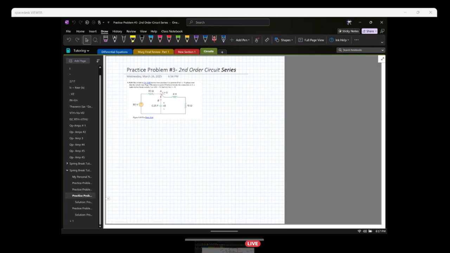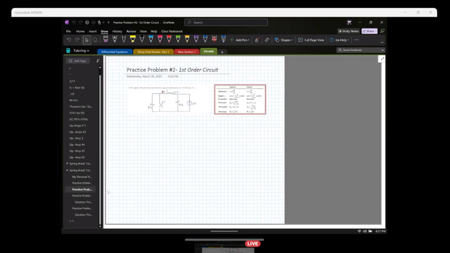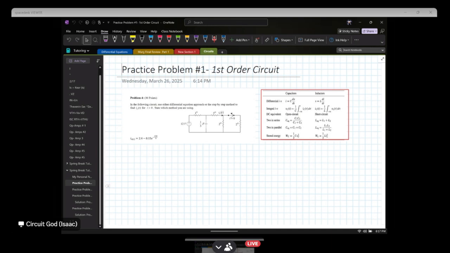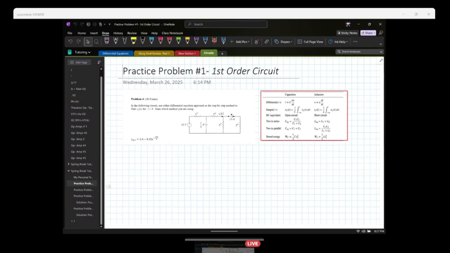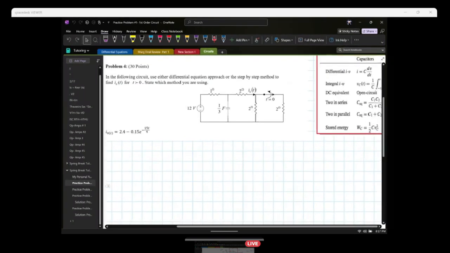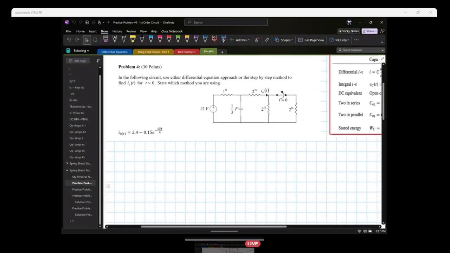All right, we're going to start off with this one. Okay, this is a first order problem. So this is not on the exam. This is not on the T1. Okay, I do have it after.